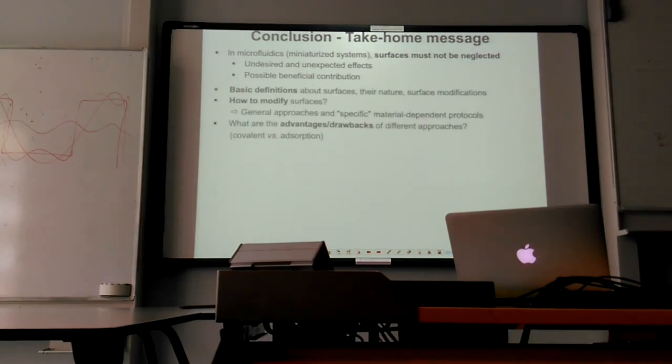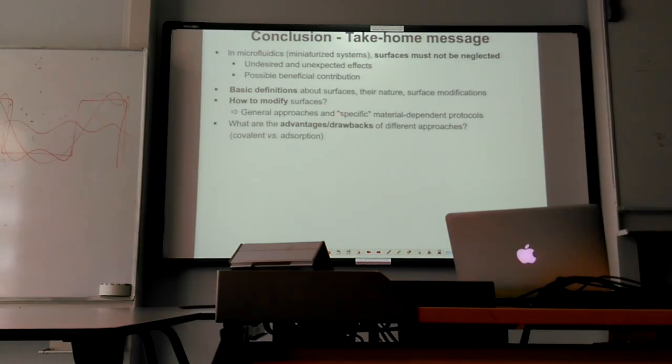Then we were discussing basic definitions about surfaces. We discussed the different nature of surfaces you can find in microfluidic devices: glass, silicone, and polymers, and also gold is used. And then we discussed how you can modify surfaces. There are two main general approaches: adsorption, so physical interactions between your coating and your substrate, or a chemical and covalent approach where you really have chemical bonds between your coating and your substrate.